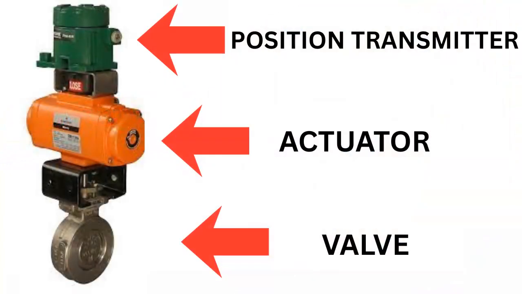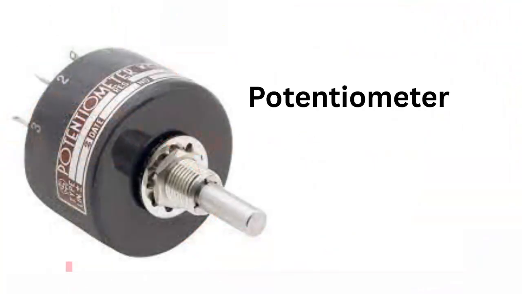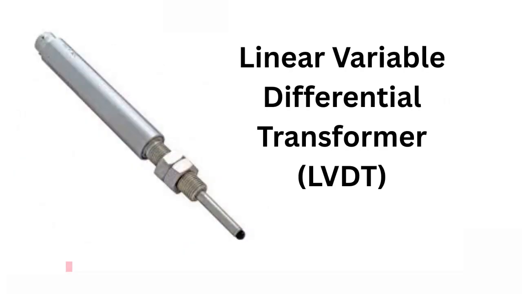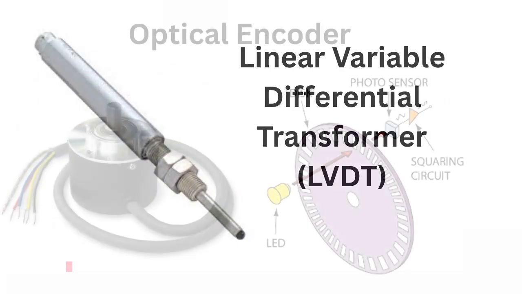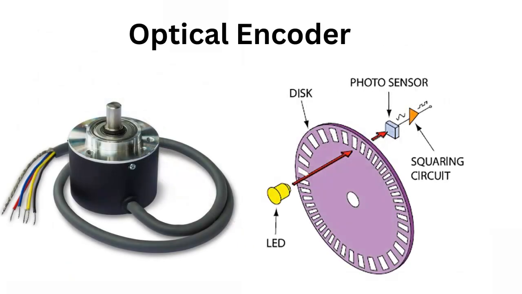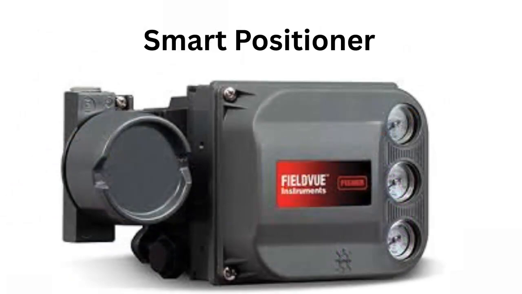Position feedback transmitters track the movement of valves, actuators, or mechanical travel. Potentiometric types use resistance change. Inductive types like LVDTs are non-contact and accurate. Optical encoders use light and a coded disc. Smart transmitters are often built into valve positioners and can report travel time, stiction, and mechanical health.